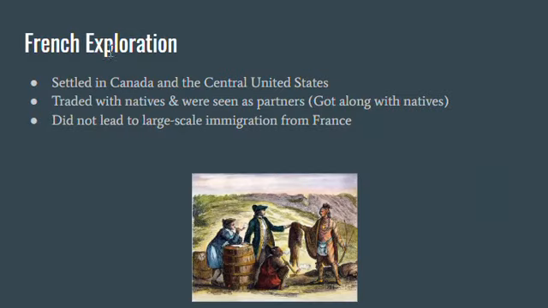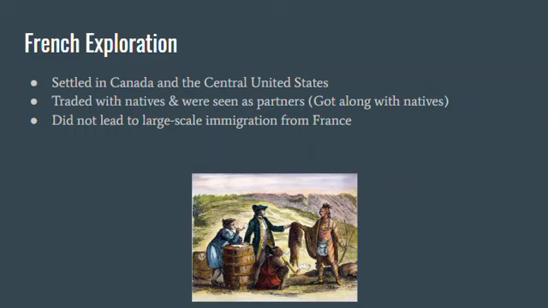The next country we're talking about is the French exploration, and they settled in Canada and the central United States, and they traded with natives and were seen as partners. So the French got along with the natives. They're one of the few countries that did. However, this did not lead to large-scale immigration from France. So a lot of people from France never ended up moving to the United States. As I was saying, a lot of the Spanish and English did end up moving to the United States, but the French did not.